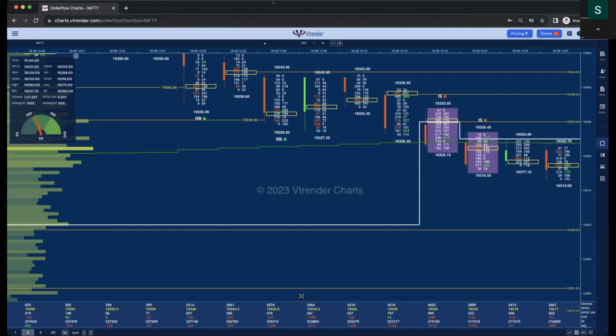So yeah, with this, I would like to hand it back over to Shai, and he can touch on the more important aspect, which I guess everyone is waiting for: how to trade with these charts, or how to better use these charts. Okay, over to you, Shai.